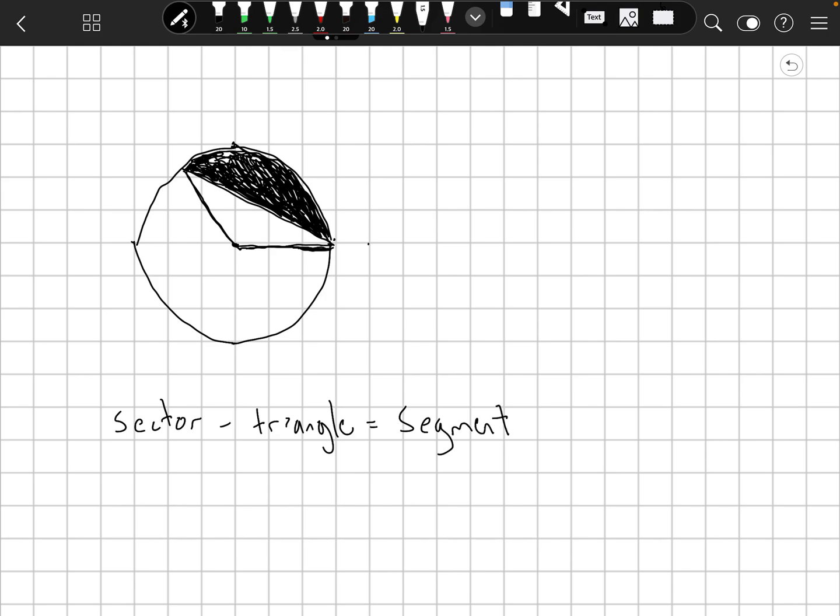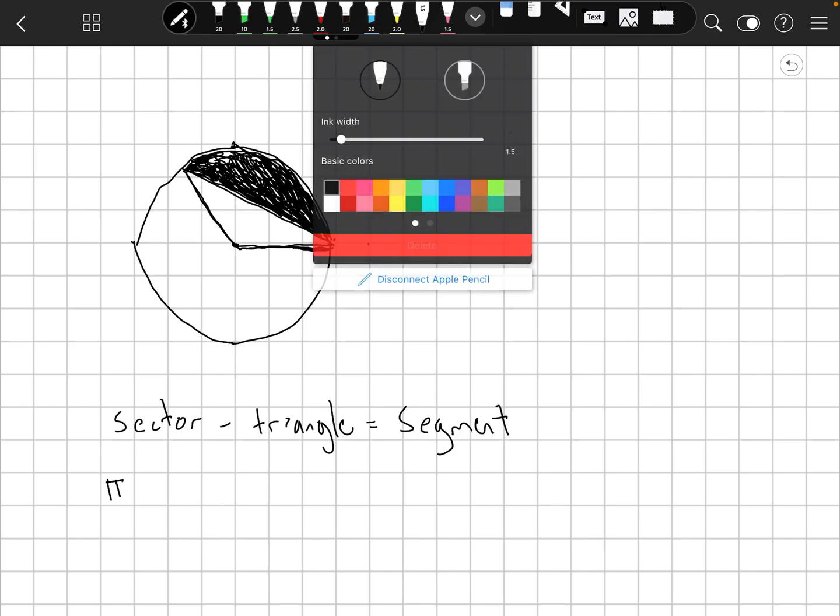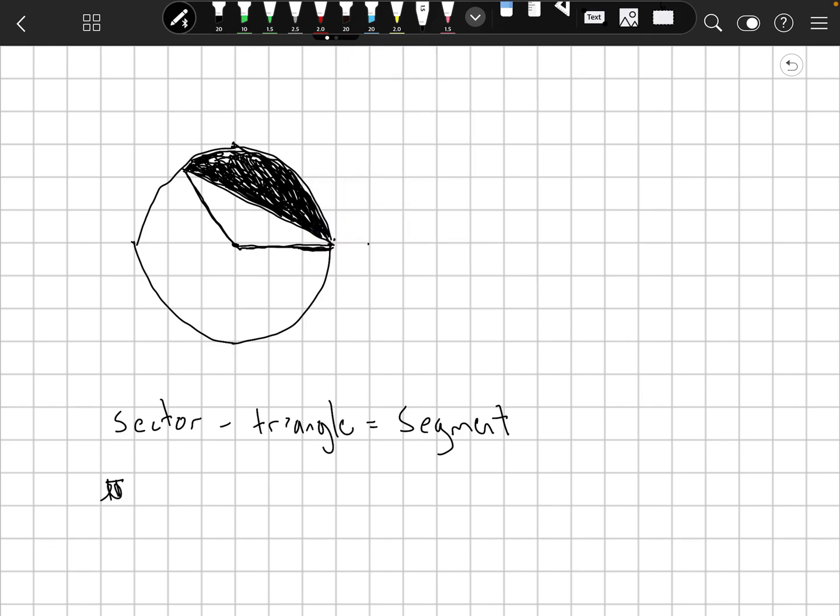So let's see if we can come up with some formulas for sectors and triangles, and we'll put those formulas in here and work through this. You might remember the sector formula from the last video: it's r squared theta over 2. And for a triangle, it's 1/2 the base times the height.